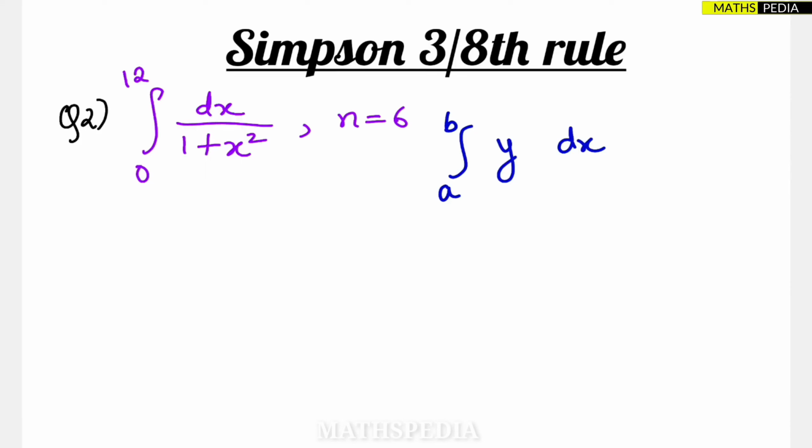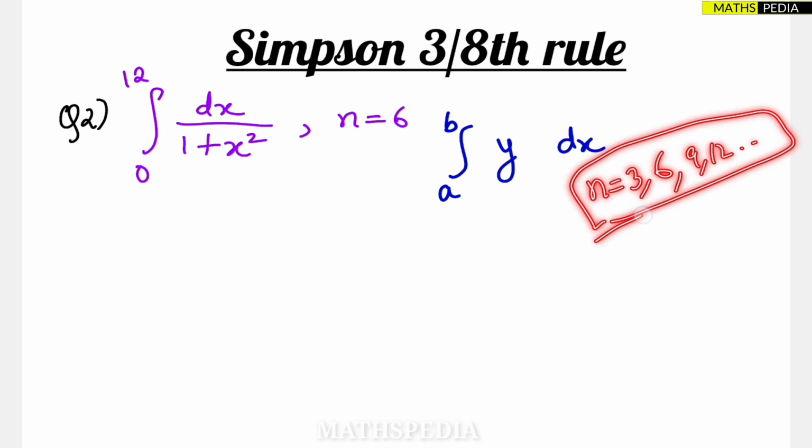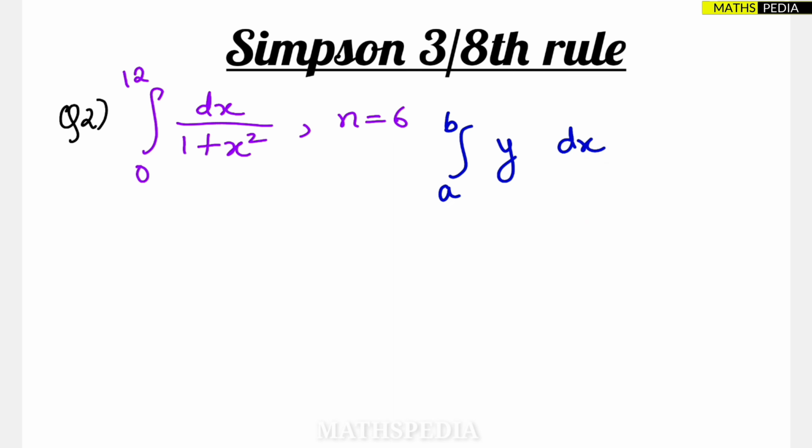Simpson 3 by 8 rule we are considering here. The only restriction in this method is that you have to take the interval as multiples of 3: 3, 6, 9, 12 and so on. That is the only restriction in this method, and the formula also changes.